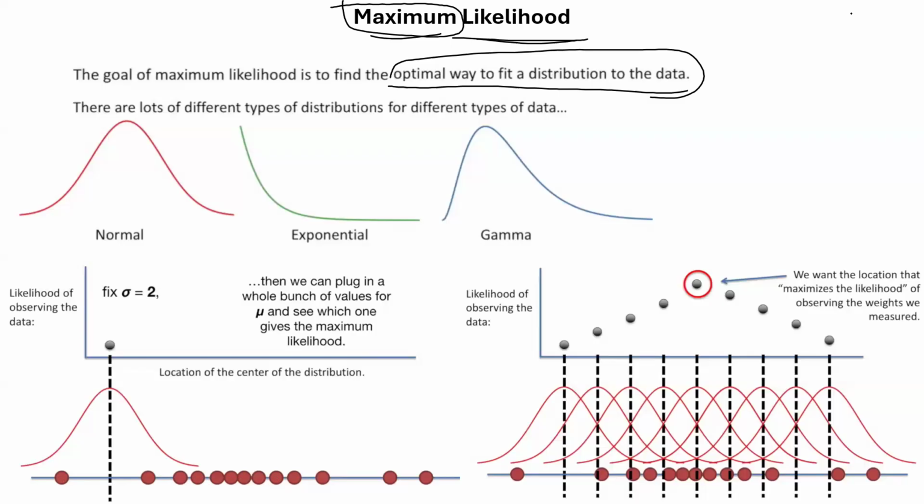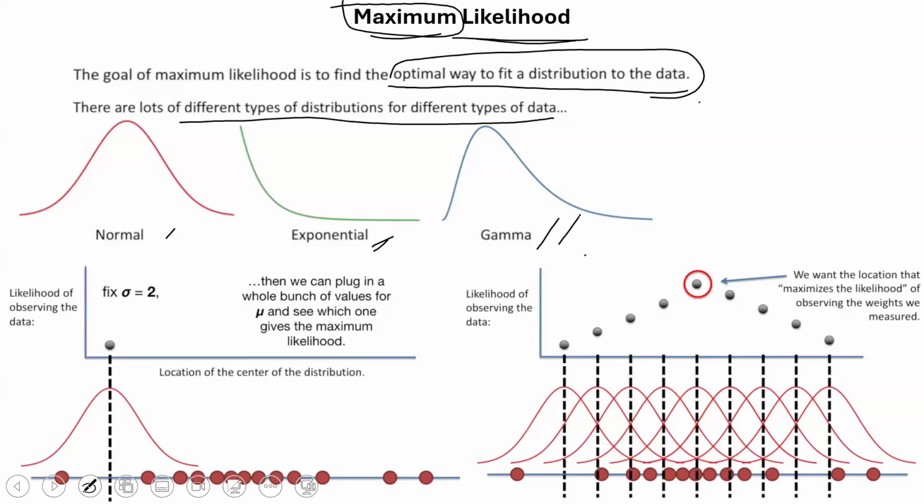So the goal of maximum likelihood is to find the optimal way to fit a distribution to the data. There are lots of distributions available. One is called the normal distribution, which we frequently talked about, this is the exponential distribution, and this is called the gamma distribution. These are just for you to understand the different distributions. Most of the time we just worked on the normal distribution, but the data can be distributed like this and also like this.